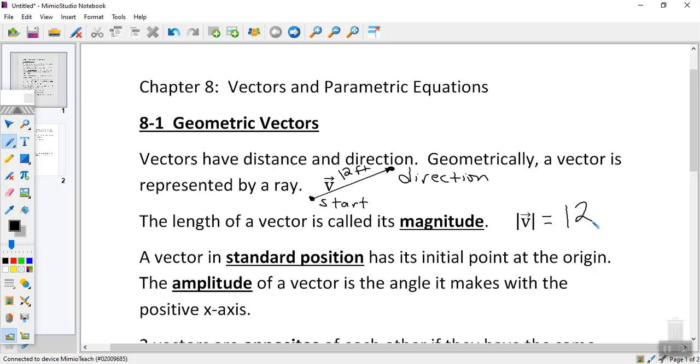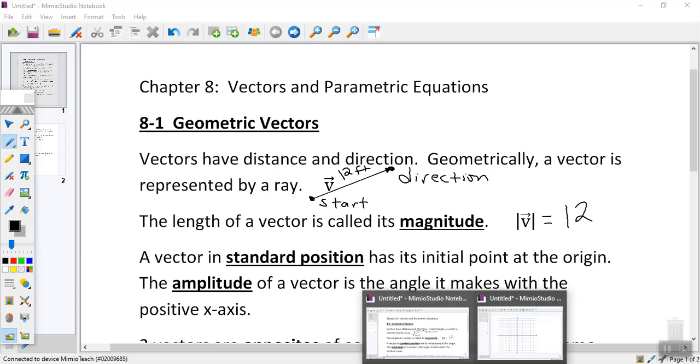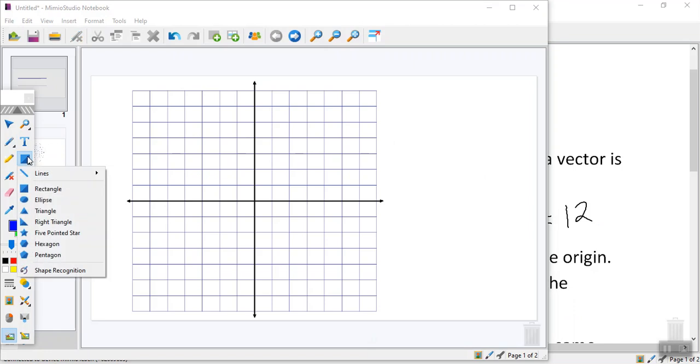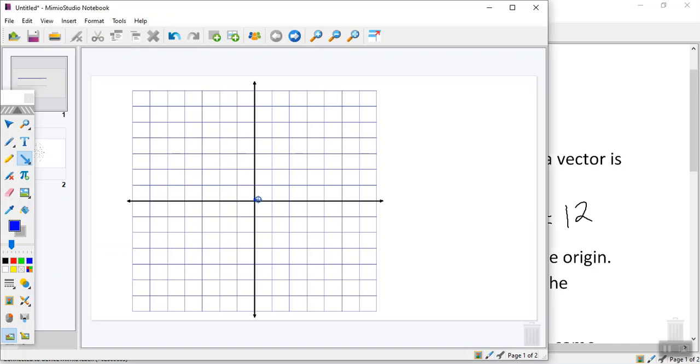Now the thing you're going to start talking about a lot is this. A vector is going to be in standard position when it has its initial point at the what? Coordinate. Okay. If I go to the coordinate plane like this, this would be considered a vector in standard position if I went like that. Okay? That would be considered in standard position because its start is where? Origin. It's at the origin right there.